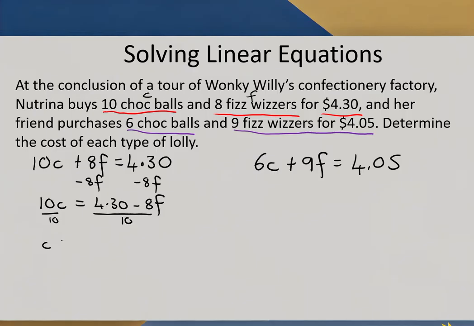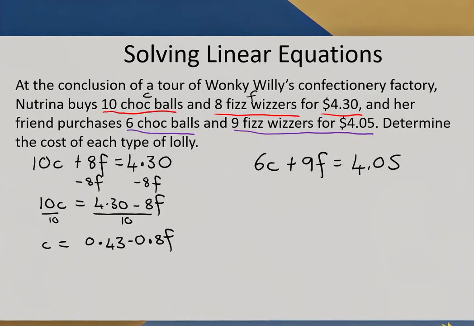So that means I've got C by itself, but I need to work out what is 4.3 divided by 10, which is 43 cents or 0.43. And negative 8F divided by 10, so 8 divided by 10 is 0.8. So I've got negative 0.8F. Now I've got my C by itself, I can substitute that into my second equation.